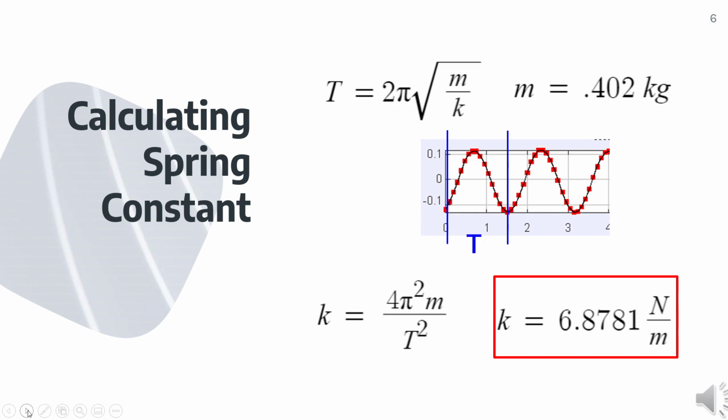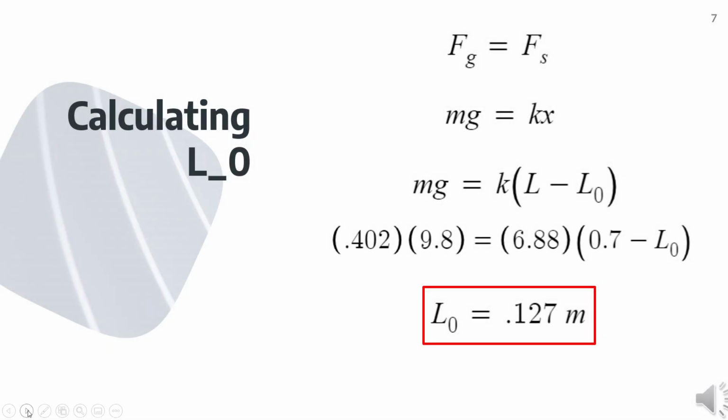With the given measurement of mass, I calculated k to be equal to 6.88 newtons per meter. For L naught, I used the equilibrium point of the force of gravity and the spring force. This resulted with L naught equaling 0.127 meters. Let's see how these values went into the code.